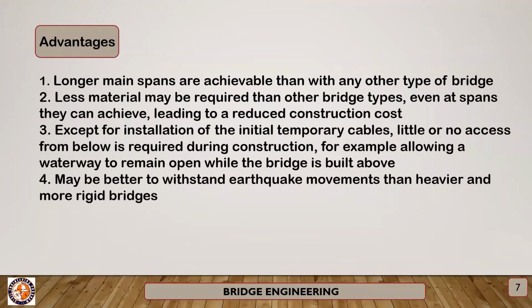Next are the advantages and disadvantages. Advantages: longer main spans are achievable than with any other type of bridge. Next, less material may be required than other bridge types even at spans they can achieve, leading to reduced construction cost. Except for installation of the initial temporary cables, little or no access from below is required during construction, for example allowing a waterway to remain open while the bridge is built. It may also be better able to withstand earthquake movements than heavier and more rigid bridges.